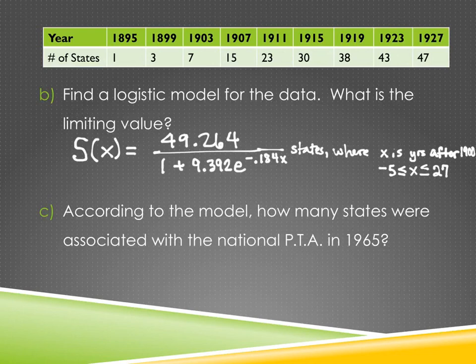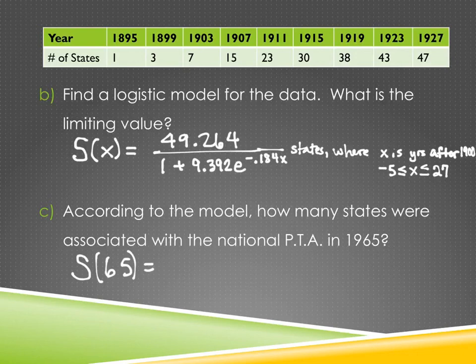And then it asks, according to the model, how many states were associated with the National PTA in 1965? So with this alignment, what would I be plugging in to find that out? 65 in for x. If you did it as years since 1895, like Lucas was suggesting, you would have put in 70. Yeah, 70 is what I meant to say.